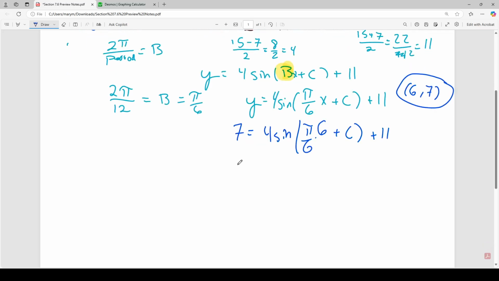I actually think you have enough tools in your toolbox to solve for c here. So I'm going to pause and let you try to solve for c, and then you can compare with what I get. Okay, so if we're going to keep on solving here, pi over 6 times 6 should just get us pi.